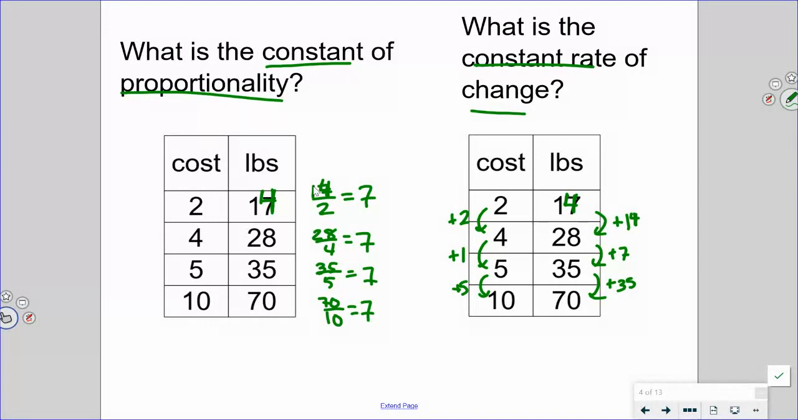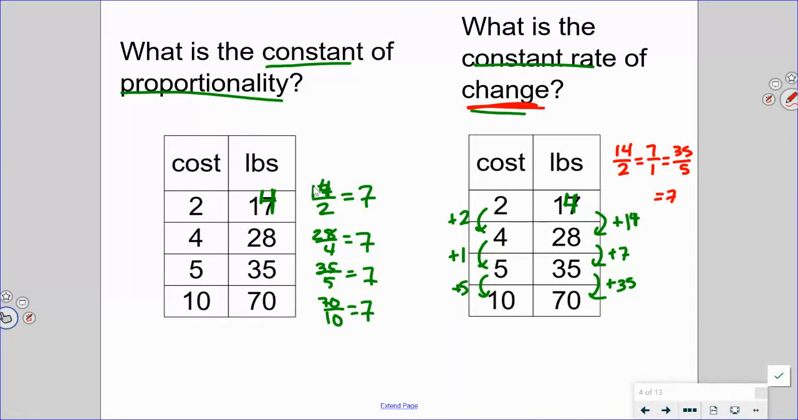So some of you may say, wait a second, that doesn't look the same. But if you compare the change in pounds to the change in cost, the pounds go up 14 as the cost goes up 2. The pounds go up 7 as the cost goes up 1. The pounds go up 35 as the cost goes up 5. Look at that. They're once again all 7 pounds per dollar. So they are slightly different ways of examining relationships.